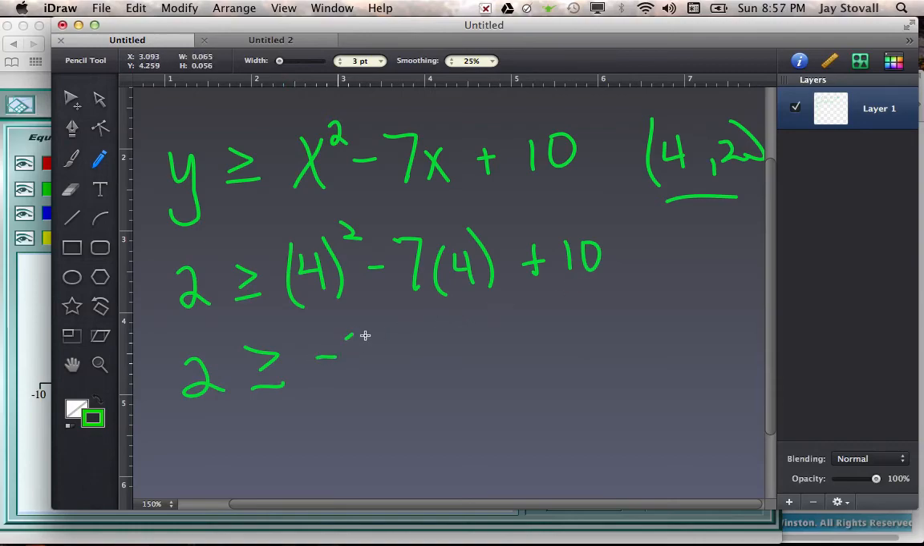When we clean all that up, we see that the statement we are given is 2 is greater than or equal to negative 2, which is true. So we have proven that 4, 2 is an ordered pair which is a solution to the quadratic inequality y is greater than or equal to x squared minus 7x plus 10.